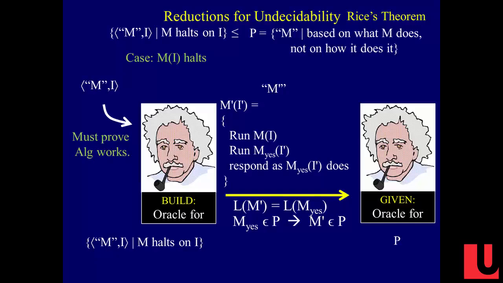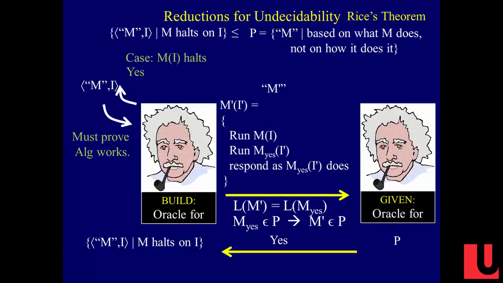Right? And if our M prime is a yes, what's the oracle going to say? The oracle is going to say yes. So there comes the yes from our oracle, which gives us a yes. And that's great, because when M halts on I, what are we supposed to say? We're supposed to say yes. Right? Everybody got that?